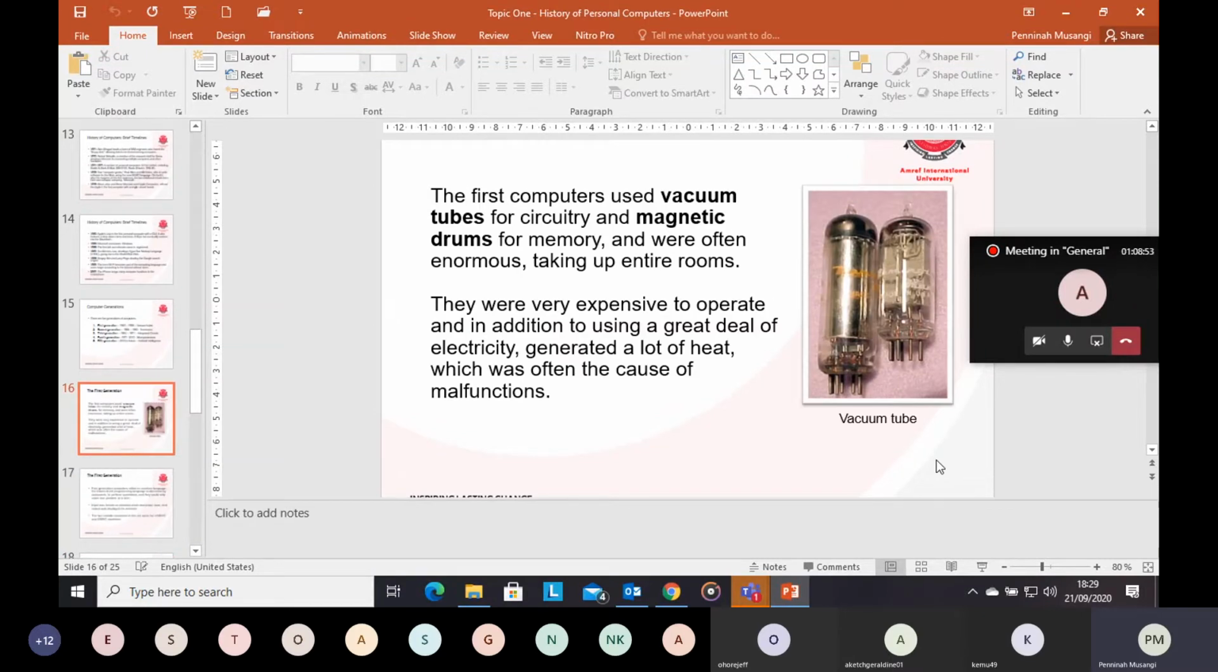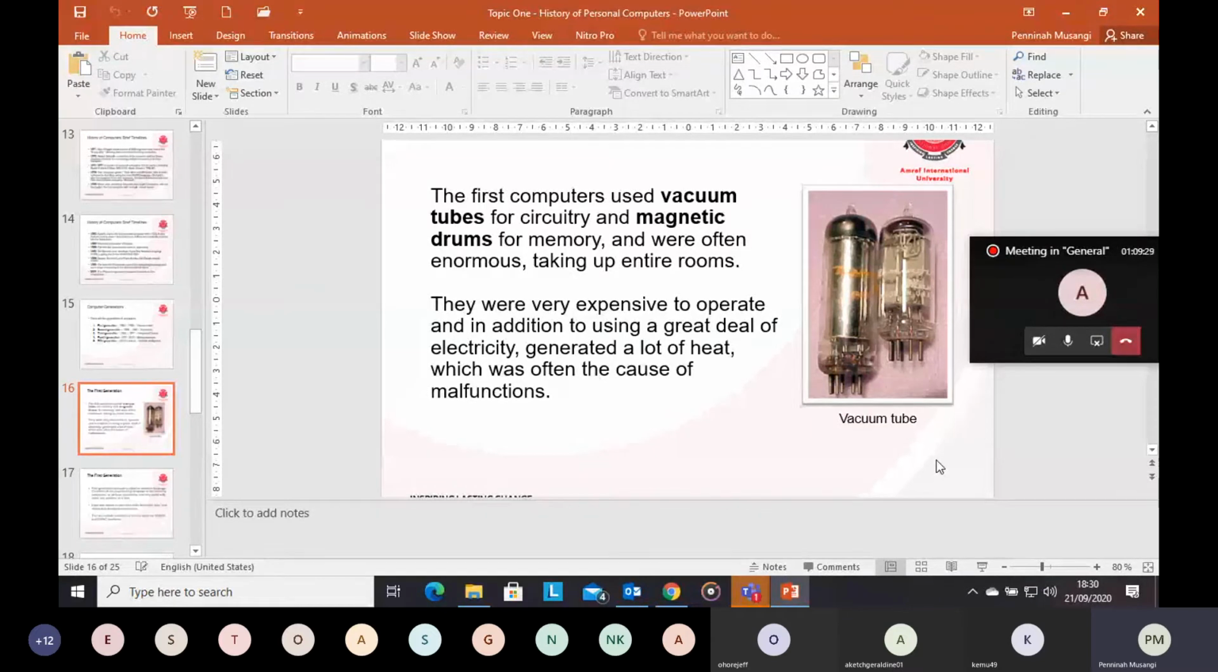Starting with the first generation, the first computers used vacuum tubes. If you remember, like I said, the ENIAC, which was very huge, fitting into a 20 by 40 foot room and using over 18,000 vacuum tubes. So first computers were using vacuum tubes for circuitry. Circuitry is the transmission of power within the machine.